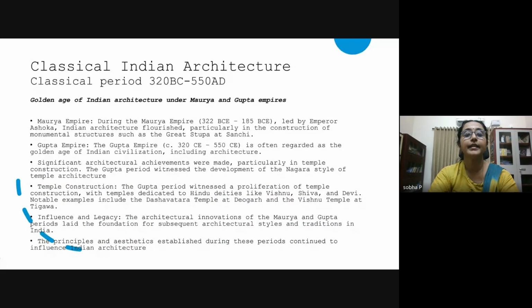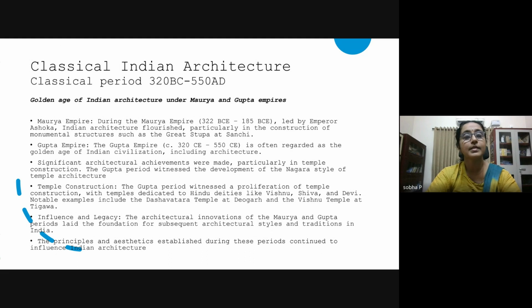Classical Indian architecture, that is the classical period, which is called the golden age of Indian architecture under the Maurya and Gupta Empires. During the Maurya period, led by Emperor Ashoka, Indian architecture flourished. That was the starting of the construction of the stupa at Sanchi. And then the Gupta Empire, which is often referred to as the golden age of Indian civilization. Significant achievements were made during this period.